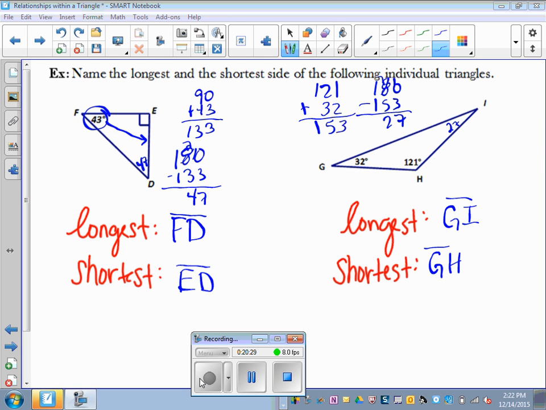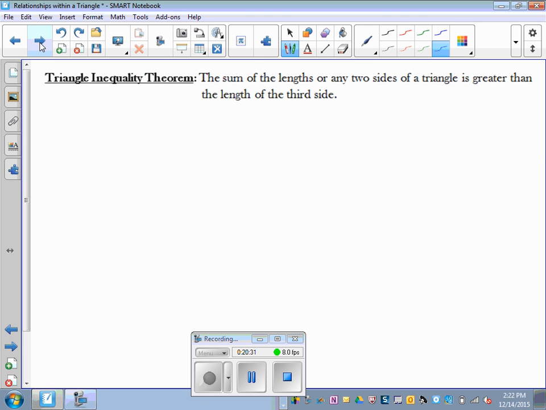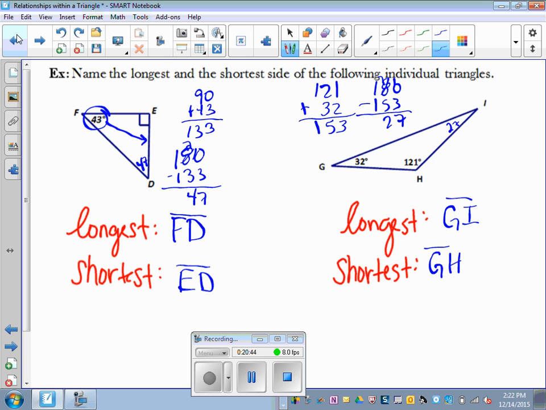Alright. So now let's take a look at the triangle inequality theorem. Now this is something you probably already know from previous classes. No, because GI is the same thing as IG. You're perfectly fine. When we were talking about congruent triangles, you had to make sure the corresponding pieces were the same. So we're just talking about that segment there. GI is the same thing as IG. Good question.